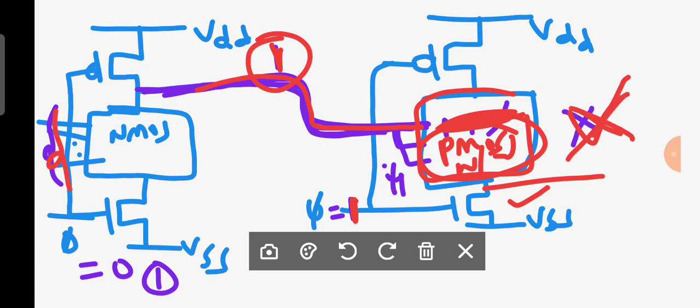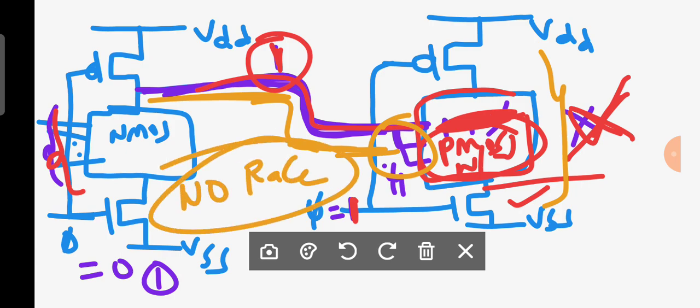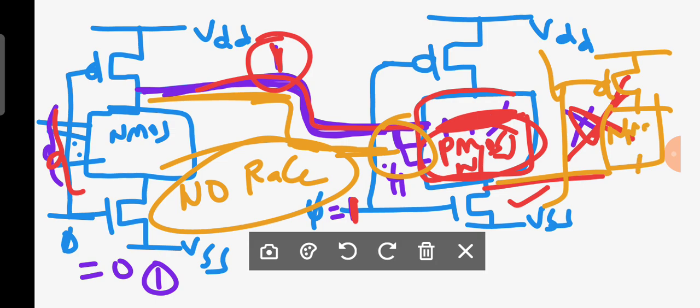Then depending upon this input, the output will be decided here, and depending upon this output, it will act as input, and the output will be decided here. Is it understood? This is the concept of NORA. NORA in no sense means no race logic. We do not have any race here. Now tell me, if you want to connect this output to the next stage, next dynamic logic, then what should be the network? Absolutely. What is that? NMOS network should be present. This is about the NORA logic or zipper logic.